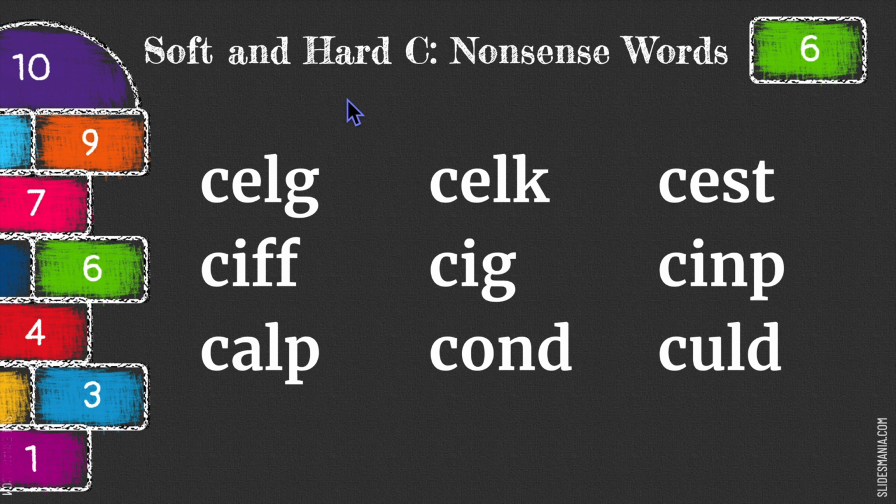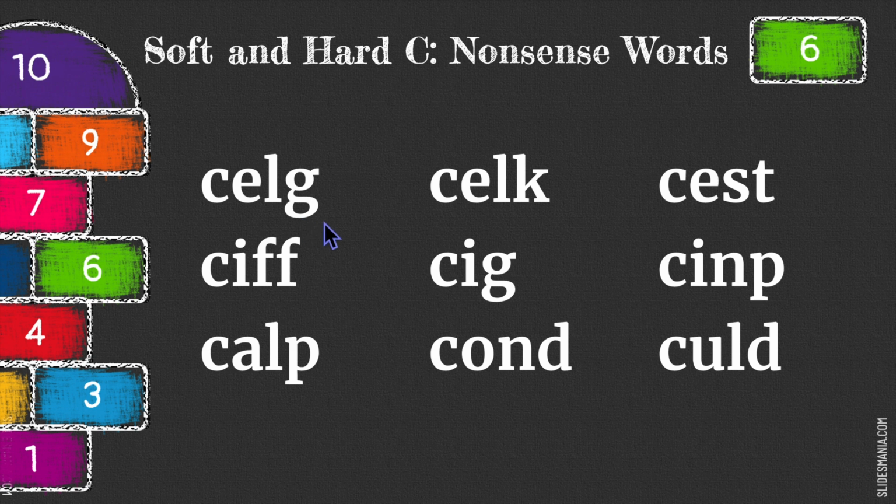Let's practice with some nonsense words. These are not real words. This is just to see if you can figure out whether you need the hard C sound of K or the soft C sound of S. Here we have a letter C. Do we have an E, I, or a Y? Yes. So we will use the soft sound of S.